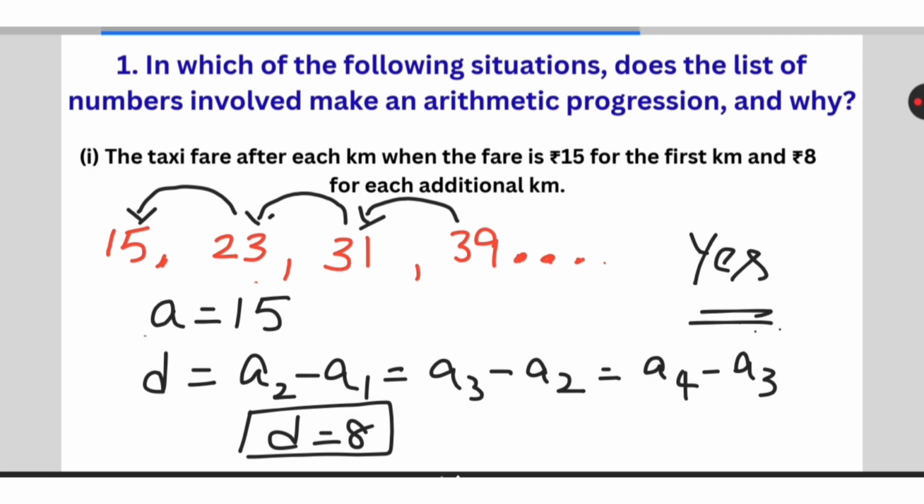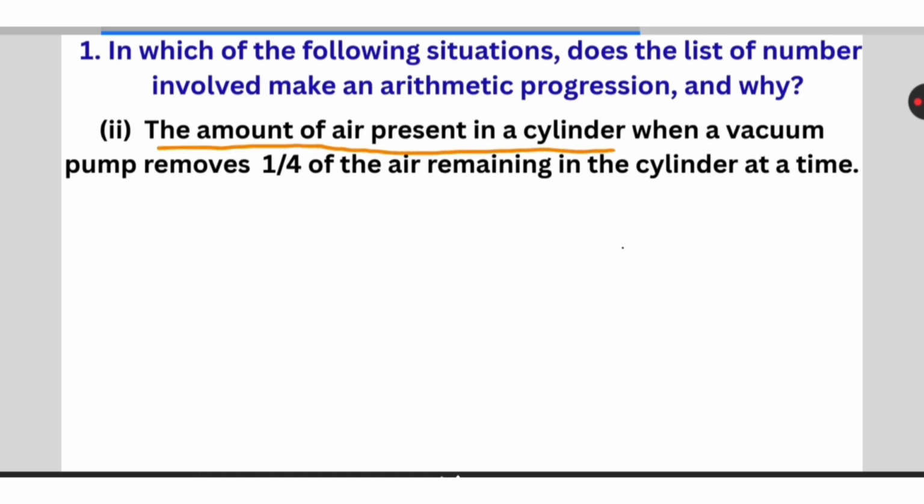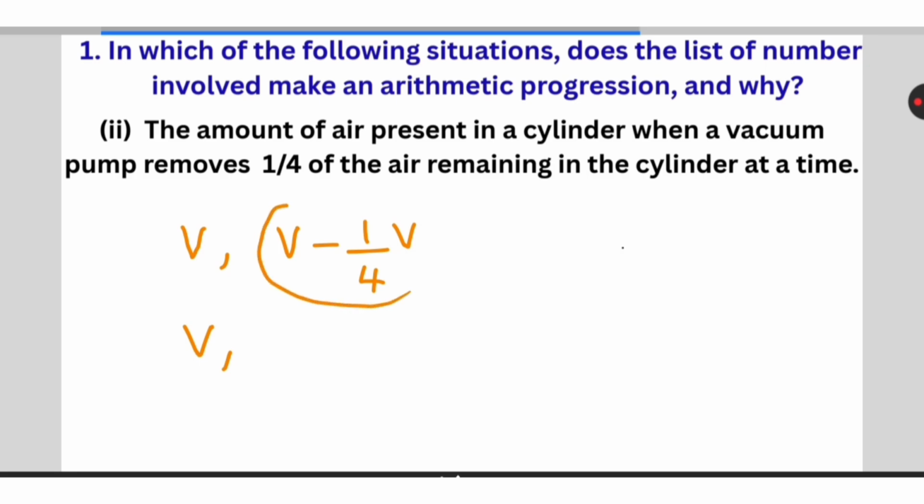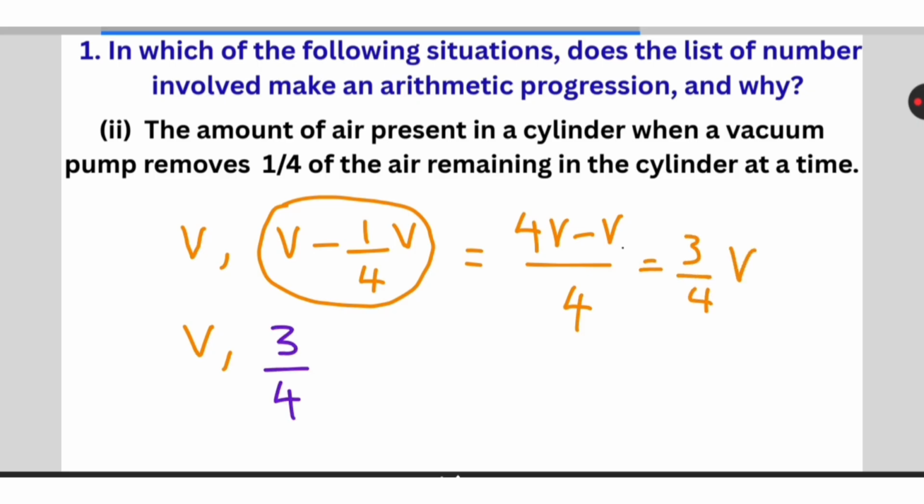Let's check the next question. The amount of air present in a cylinder. So that means in a cylinder, air is present, when a vacuum pump removes 1/4 of the air remaining in the cylinder at a time. This sentence you can write as a progression. Here, consider the initial amount of air in the cylinder as V. In each step, 1/4 of the remaining air is removed. That means the initial volume is V. If you take the LCM here, the LCM is 4. So that is 4V minus V, which gives 3 by 4 V.